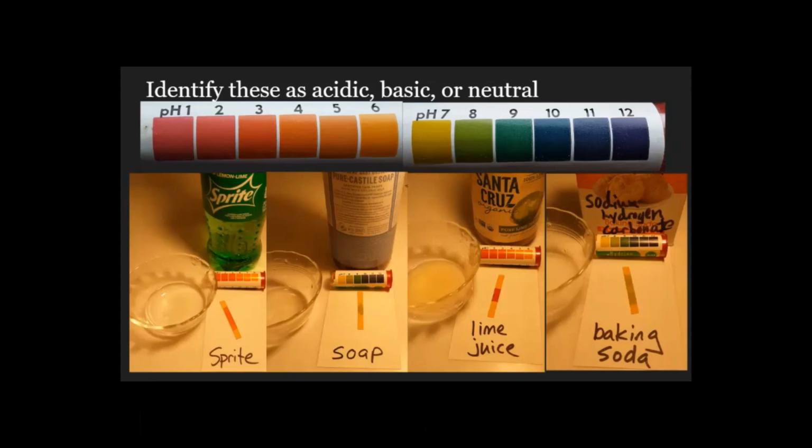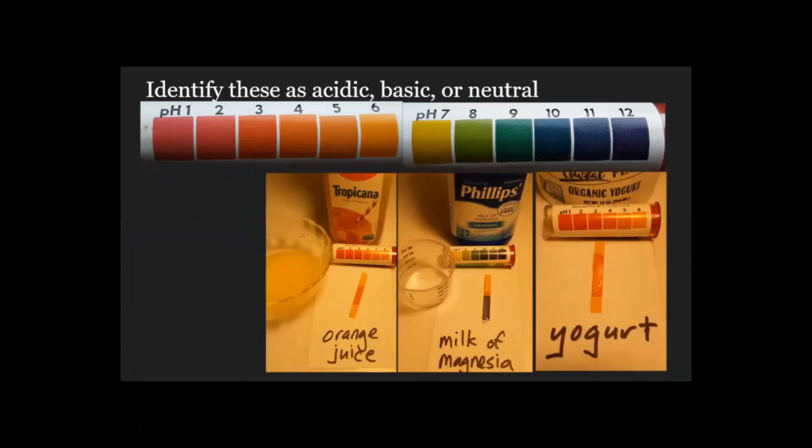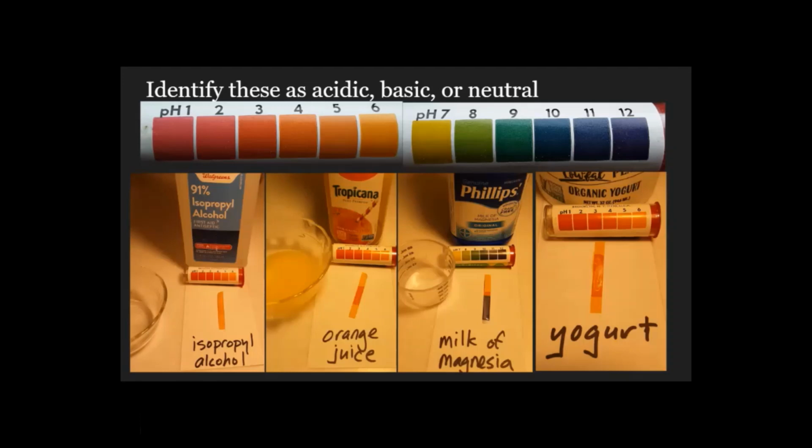The lime juice here, notice very pink. It was even more pink than the Sprite. It's way down here at 2. If we called Sprite a 3, then lime juice would definitely be a 2. Baking soda, you can notice, is greenish. That's right in here. It's hard to tell the color, but I wrote it down, and I think it was right in the 8 or 9 range. Okay, so then we've got isopropyl alcohol. Notice it didn't change the paper much, so it's right in here in this 6, 7 range.